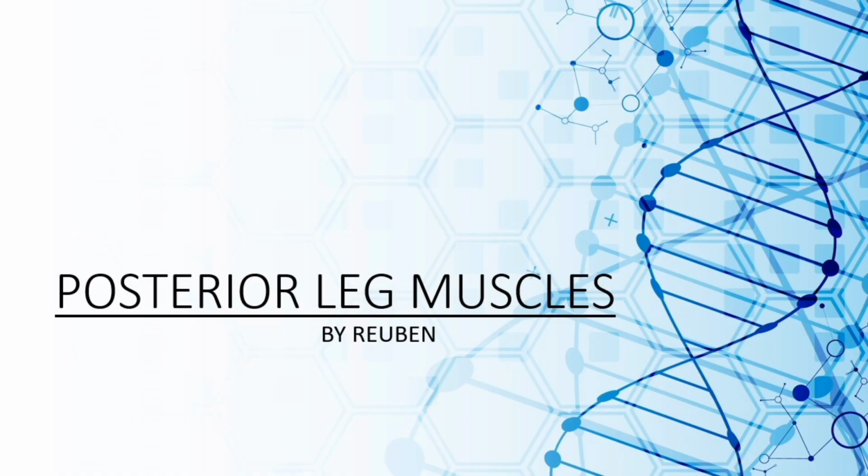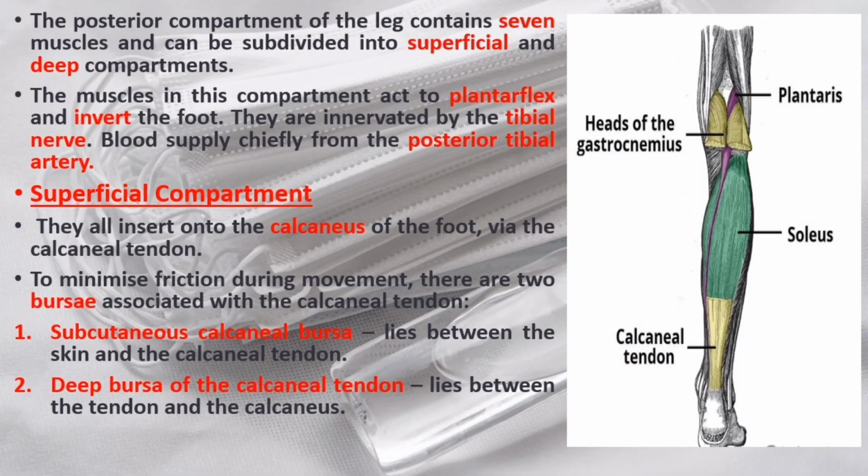The posterior leg muscles. The posterior compartment of the leg contains 7 muscles and can be subdivided into superficial and deep compartments. The muscles in this compartment act to plantarflex and invert the foot. They are innervated by the tibial nerve, a branch of the sciatic nerve. Blood supply is chiefly from the posterior tibial artery. In this video, we shall look at the anatomy of the muscles in the posterior compartment of the leg, their attachments, actions and clinical correlations.